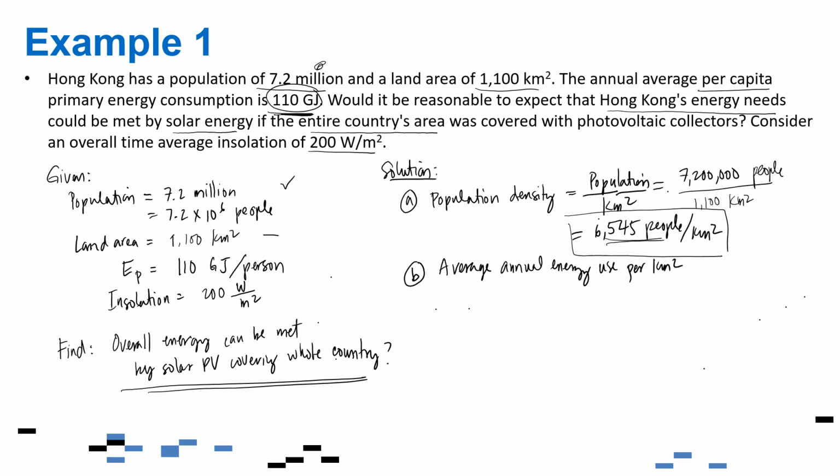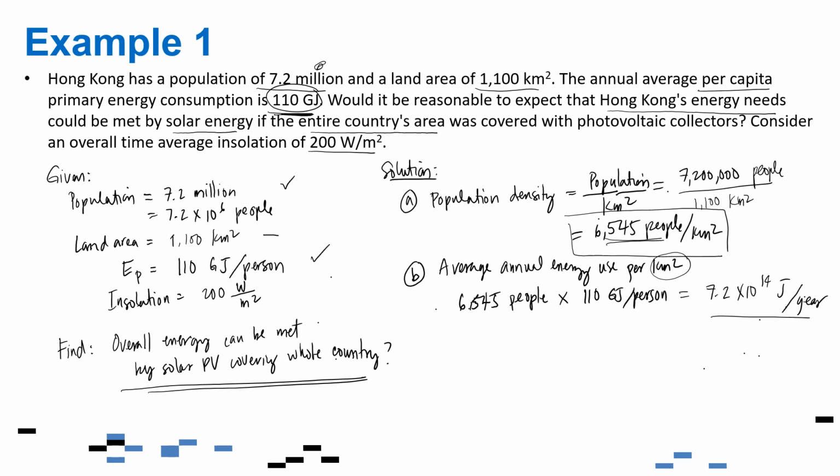Now we know the number of people here, so we need to calculate how much energy is used by that number of people. So there are 6,545 people per square kilometer times the given 110 gigajoules per person. Then we can calculate the average annual energy use per square kilometer as 7.2 times 10 to the 14 joules per year, and this is per square kilometer.